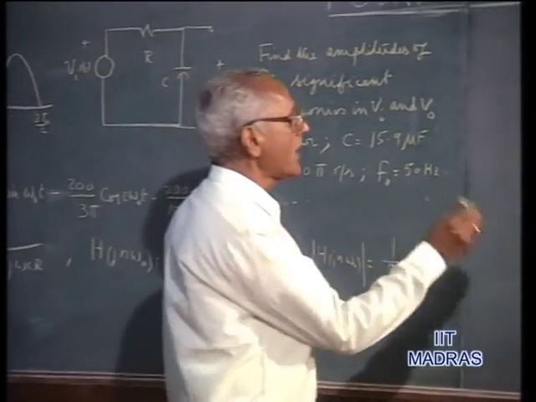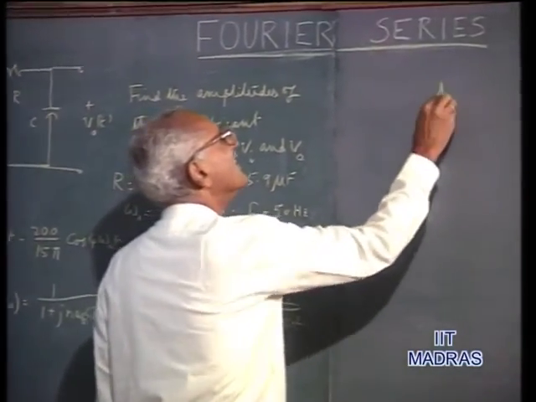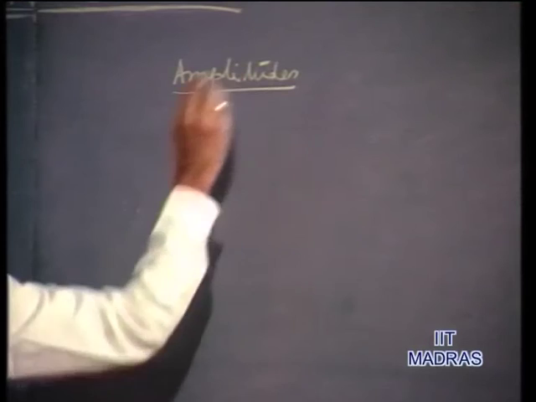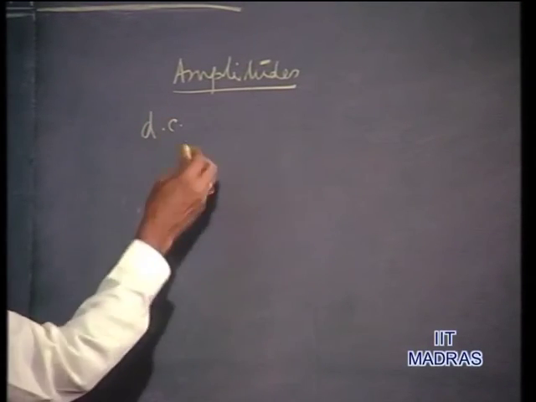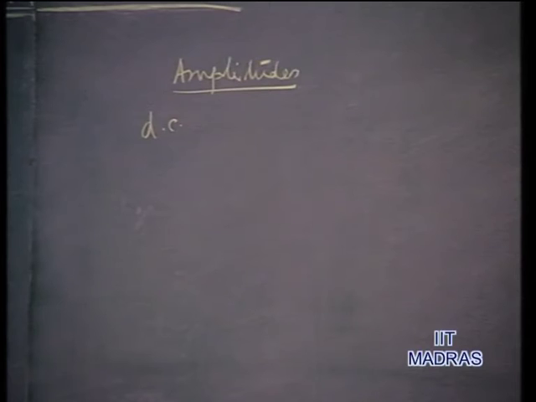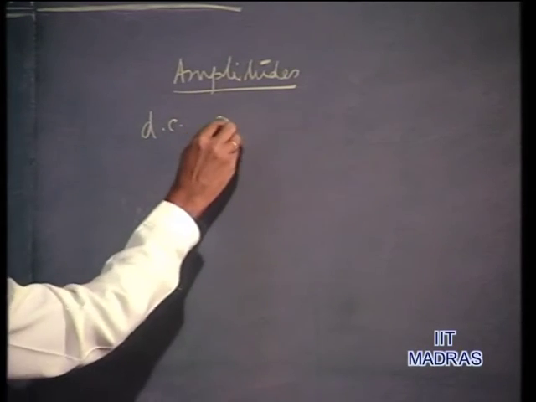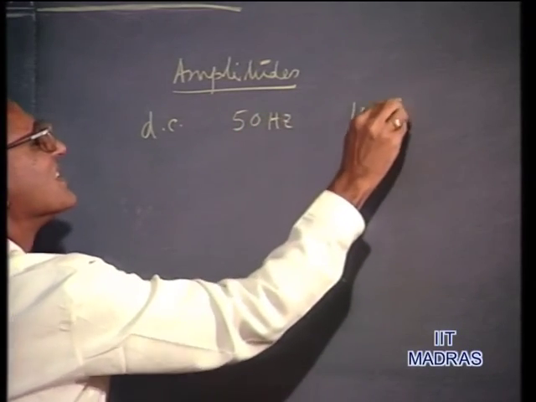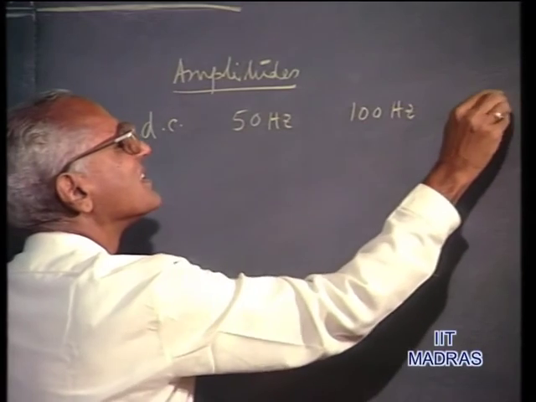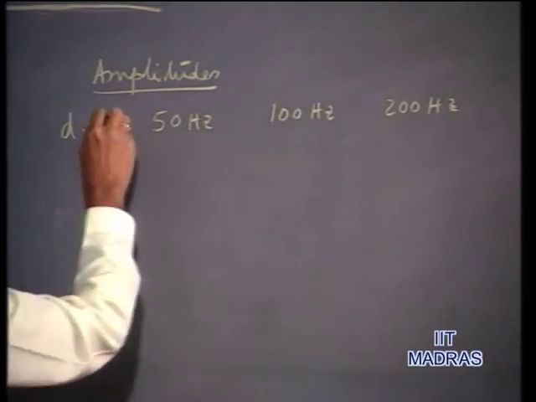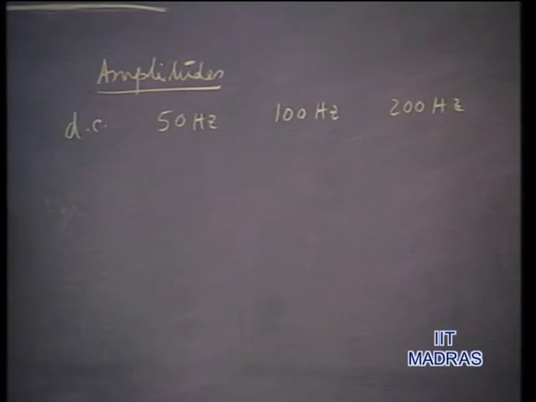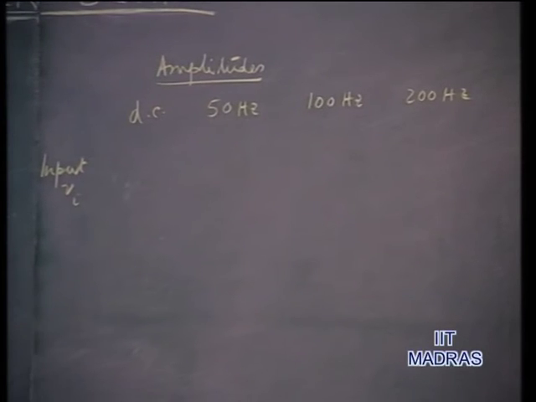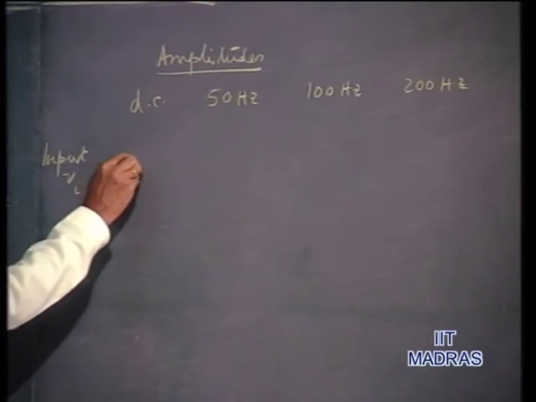We can organize it in this fashion. The amplitudes of DC, of course for DC there is only one quantity, we don't have to talk about amplitude, but we can talk about the amplitude of the fundamental component, the second harmonic and the fourth harmonic. These are the significant harmonics that are present. So the input voltage has a DC component which is 100 upon pi, that is 31.8 volts.